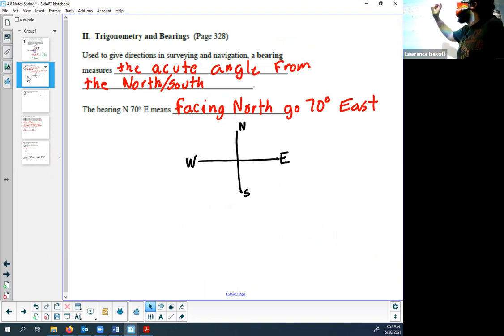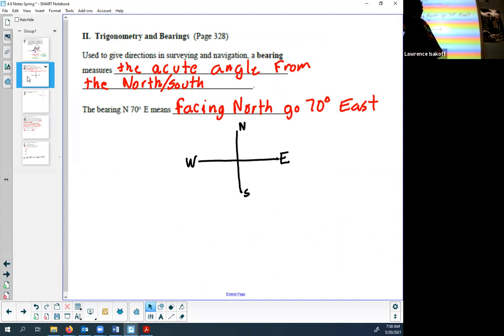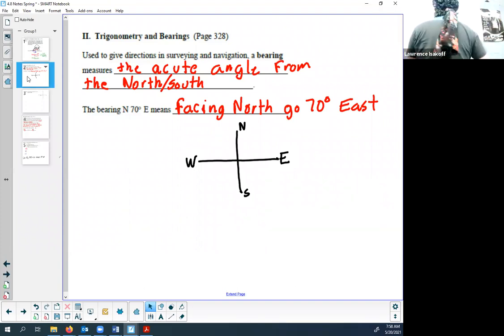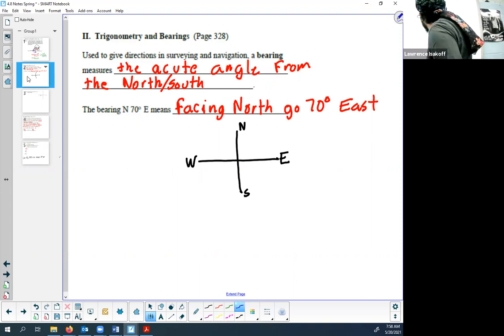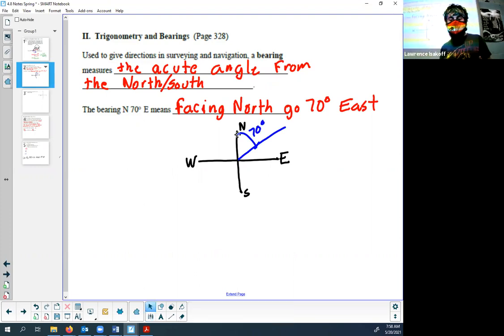Bearings are used to give directions in surveying and navigation. Bearings measure the acute angle from either north or south. So a bearing of north 70 degrees east is facing north, then we move 70 degrees to the east. So that would be right here, 70 degrees. So that is the idea.